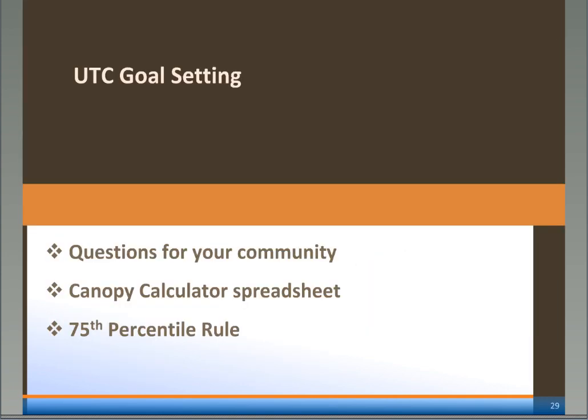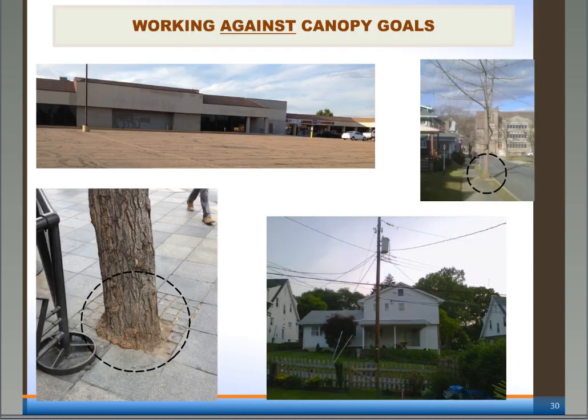I want to talk a bit about goal setting, canopy cover goal setting. So if this is of interest to you, I have some questions that you might want to think through. And then I have a tool, the Canopy calculator tool that I mentioned, and then I have a process, a methodology, which is something called the 75th percentile rule that we use.